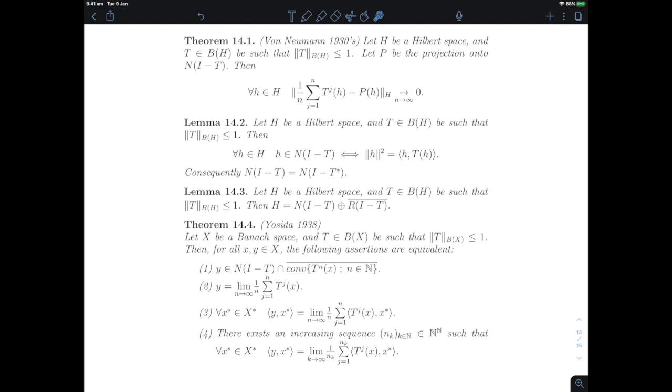And then from that, we'll construct the projection onto the null space, and then the proof of the Yosida extension of von Neumann's theorem will look very similar to the proof of von Neumann's theorem itself. So let's start with the Tauberian theorem, theorem 14.4.